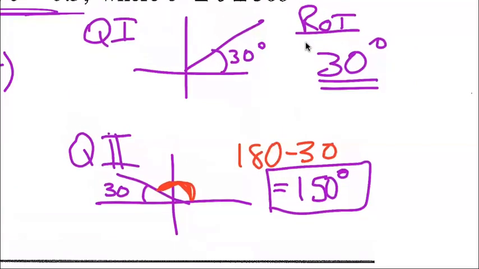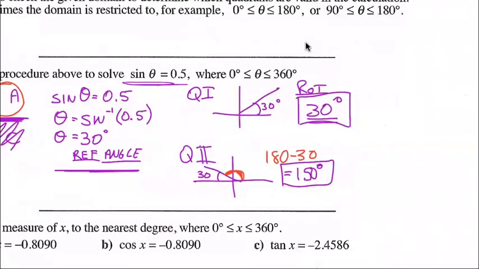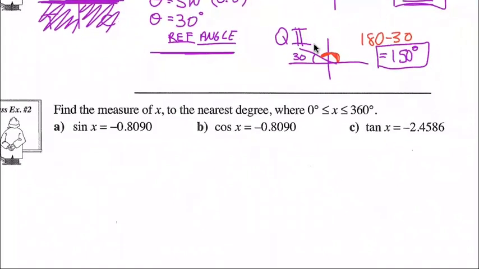So there's my two possible answers, because the domain was 0 to 360. Because this specified 0 to 360. Okay, so let's do a few more just to get used to doing that process. Example 2. Find the measure of x to the nearest degree where x is between 0 and 360.